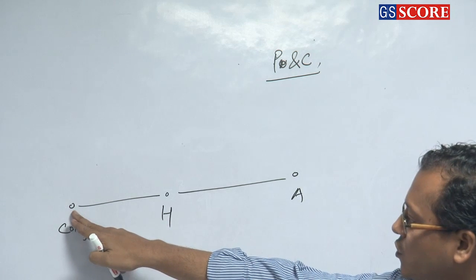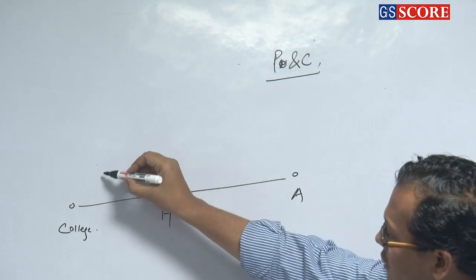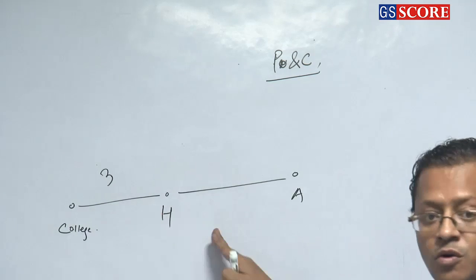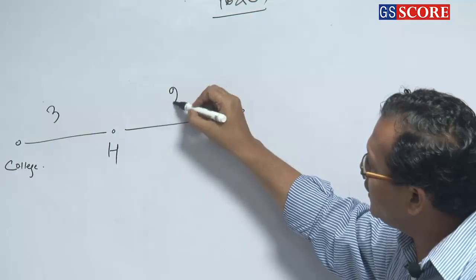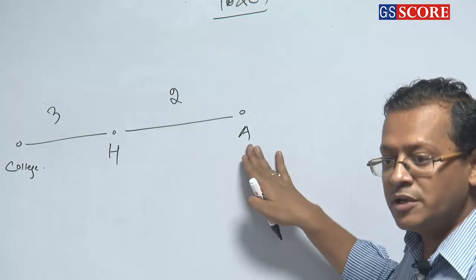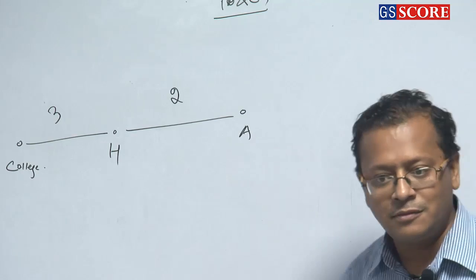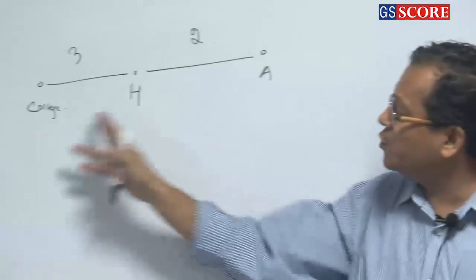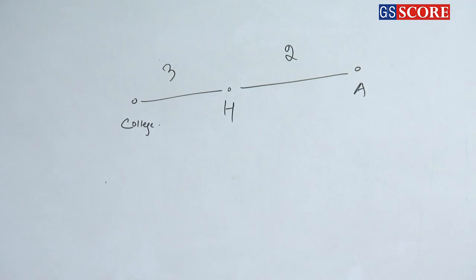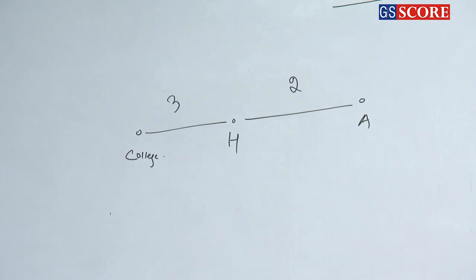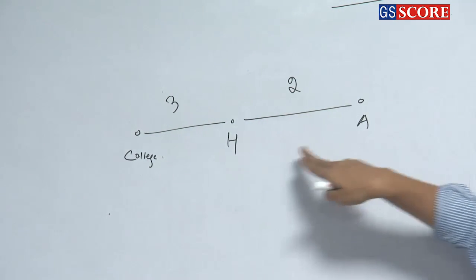There are, say, 3 ways of going from college to home, and there are 2 ways of going from home to airport. ठीक? Clear or not? In how many ways can you go from college to airport via home? Six. College to home, home to airport.